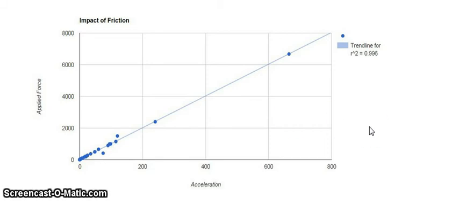terrific, but maybe a little premature in terms of celebrating because we know that it's a net force, not an applied force, that it should be related to the acceleration. So there should be a little offset down here where there would be no accelerations until we overcome a frictional force. So we're going to zoom in on that.